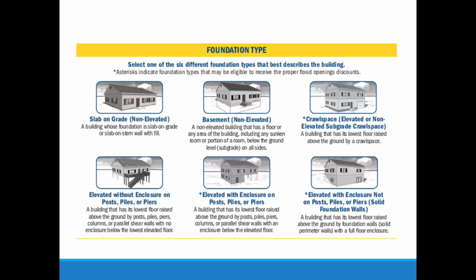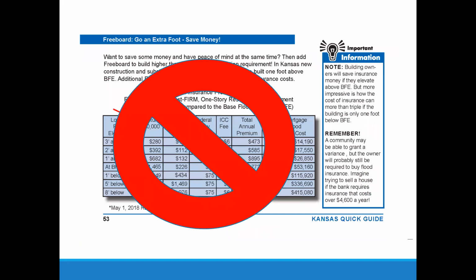And then this is just an overview of foundation types that are now for insurance. It's basically the same thing. They've just kind of combined the basement and the split levels into their basic foundation types. We used to have rating tables for flood insurance. Those are no longer applicable, so don't bother with those.